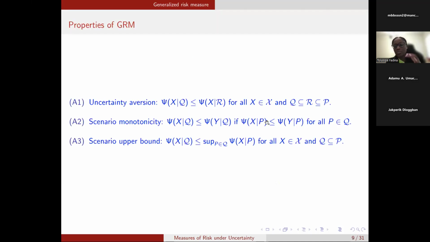So again, if I'm considering this, Q is the probability measure. If this is less risky than this, then the overall risk evaluation on S given Q should be smaller than that of Y given Q. And the third condition, the scenario upper bound, just says the overall risk assessment on S given Q shouldn't be as risky as the extreme case, which is the worst case scenario. But these are the three properties that pin down the generalized risk measure.